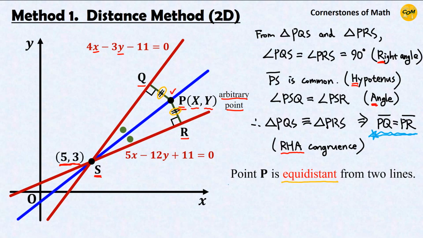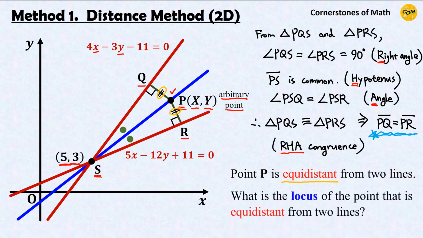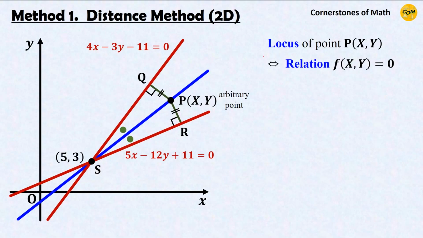Therefore, the problem of finding the equation for the angle bisector can be rephrased like this. What is the locus of the point P that is equidistant from two lines? And I've said this many times in my locus videos, that finding the locus of the point (x, y) means finding the relation between these two variables x and y. And we can find that relation using the equidistant condition we have just verified.